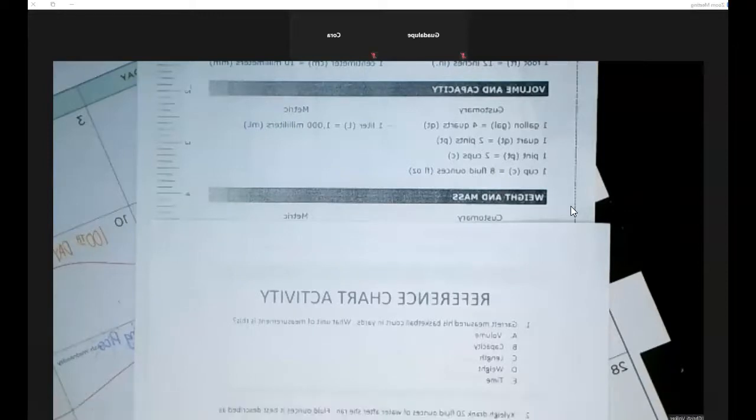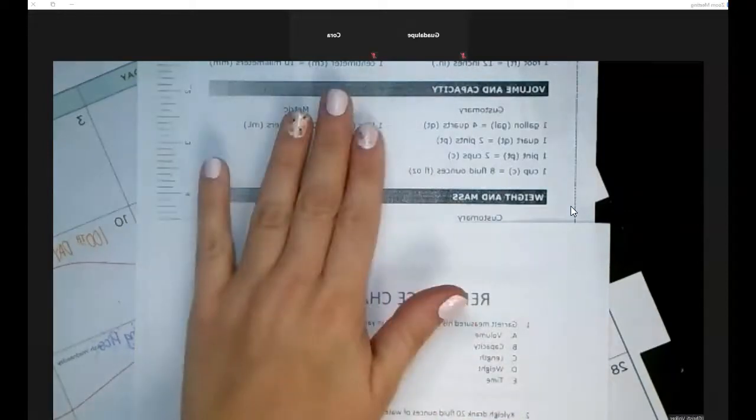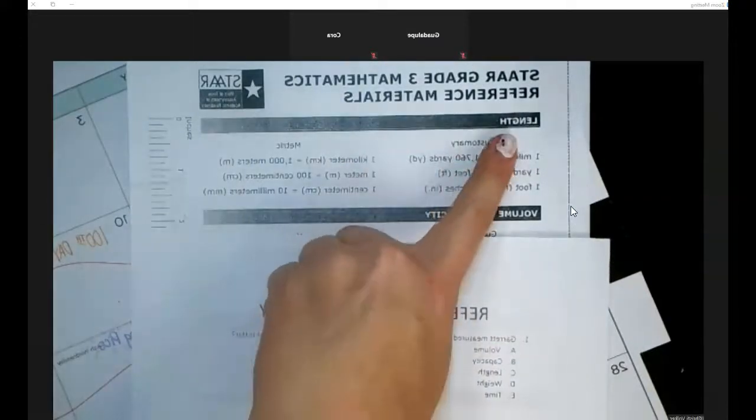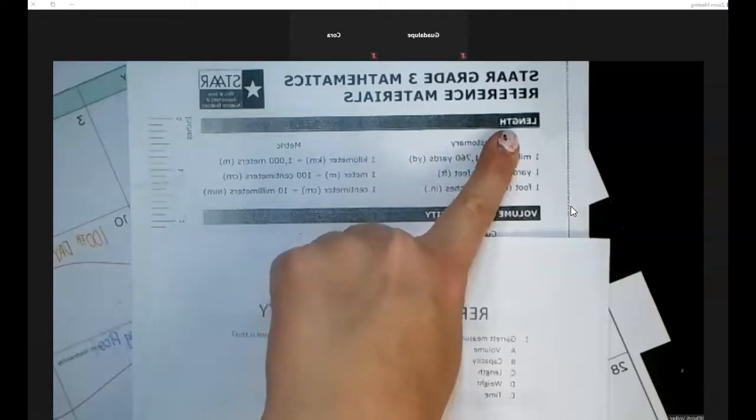Length. Very good. So everybody go to the section that says length on your chart. Do you see the word yards? Yes. So that means yards is used to measure length.